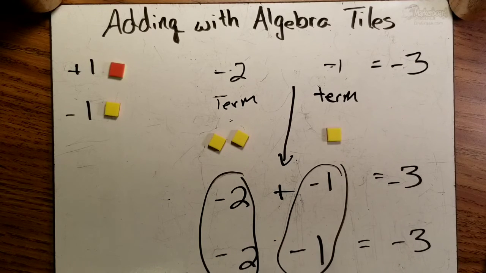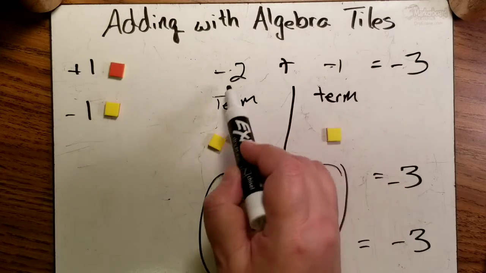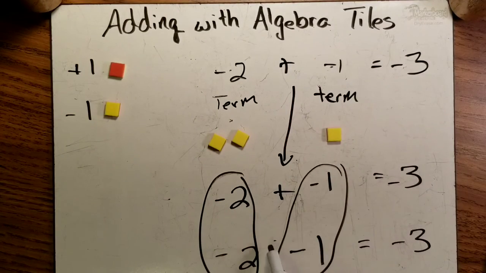So this is lazy math because people got tired of writing all the parentheses, but it's still the same thing because you are still adding these two terms.